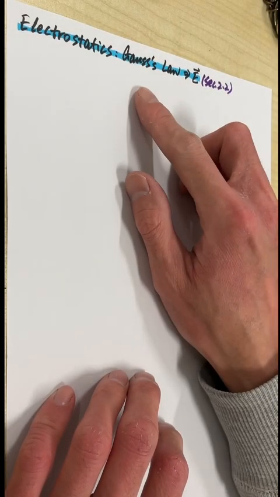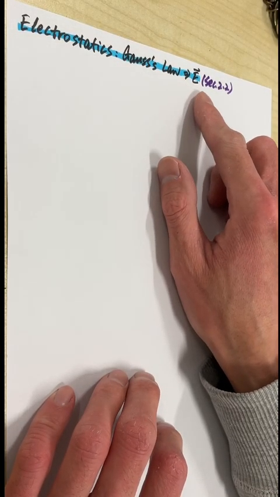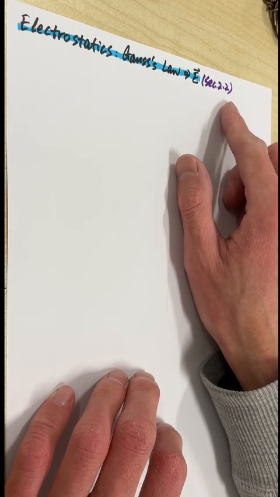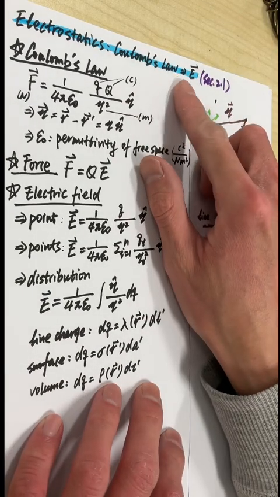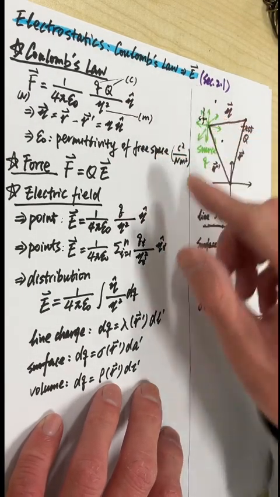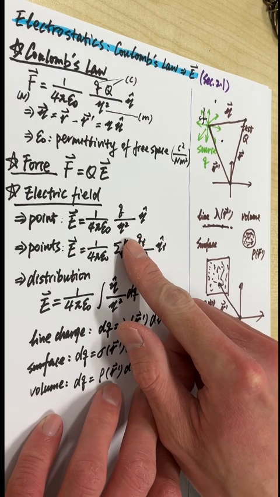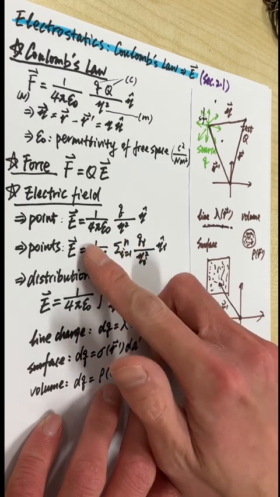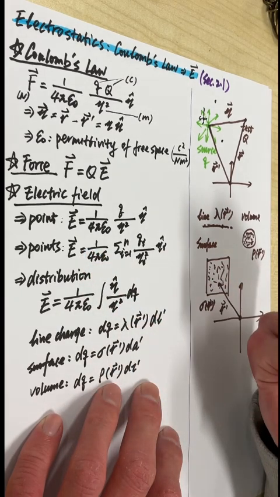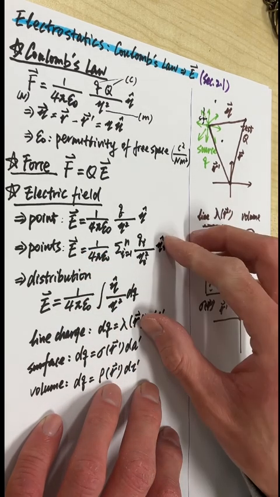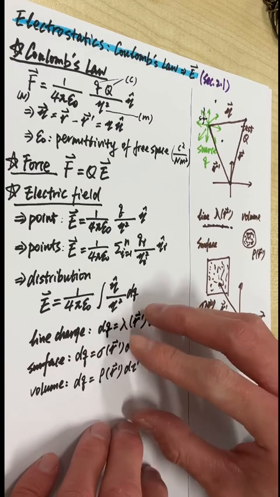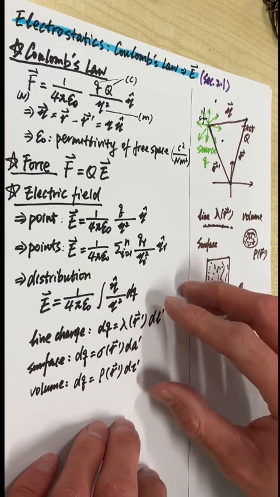So now we are going to study how to use Gauss's law to calculate electric field. It is section 2.2 of the textbook. Earlier we studied how to use Coulomb's law to calculate electric field. It is very easy when we calculate a point charge or a collection of points based on the principle of superposition. But when it's a distribution, the calculation becomes more complicated.